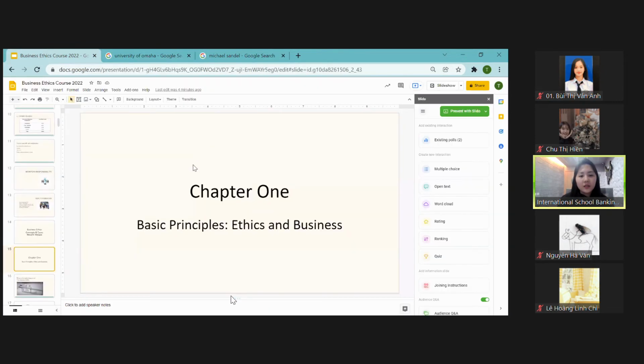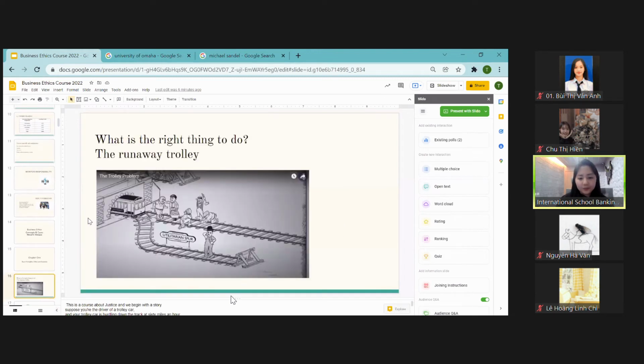Okay, so what is the case study about? Okay, as you can see right here, the case study name is the trolley problem, the runaway trolley. So what is a trolley? Anybody know? What is a trolley? You can speak to the microphone or you can raise your hand.